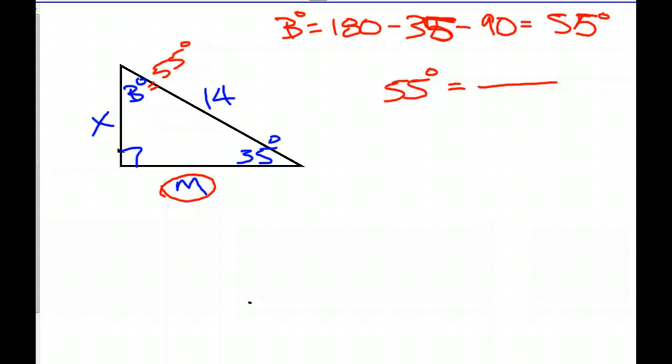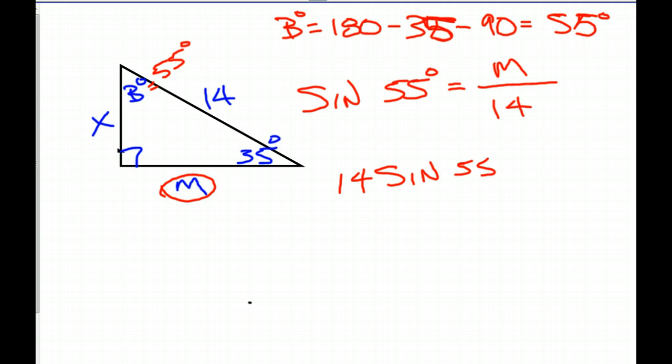Let's think of a mathematical reason why we might have chosen it. Because we're looking for the opposite line segment, m, and the sine has the opposite in it. Is the sine the only one that has the opposite in it? No. Sine is opposite over hypotenuse, which is m over 14. That being the case, we can say 14 sine of 55 degrees equals m.